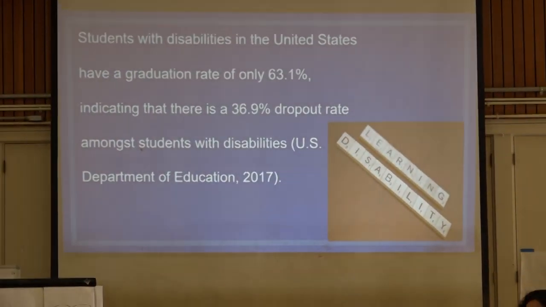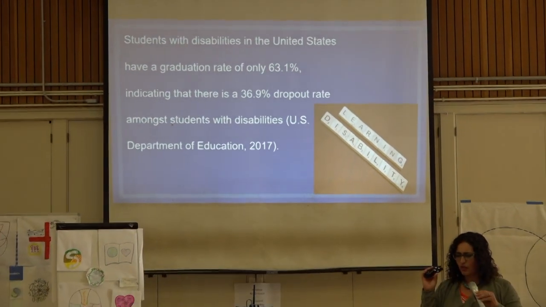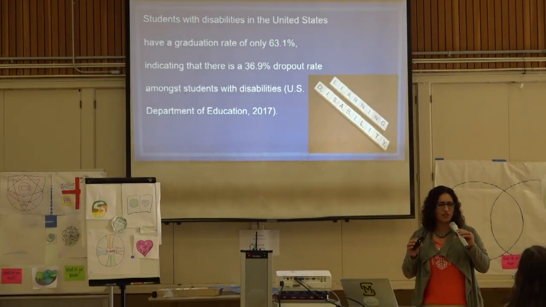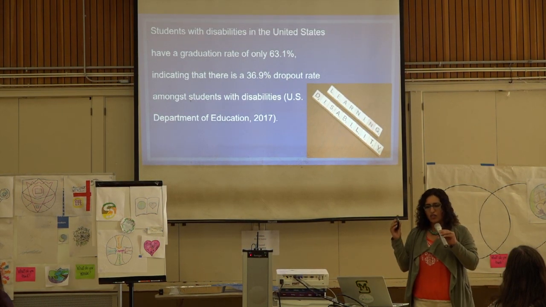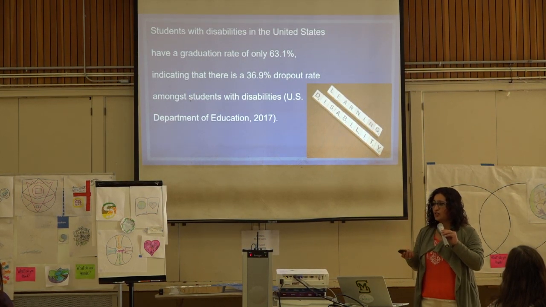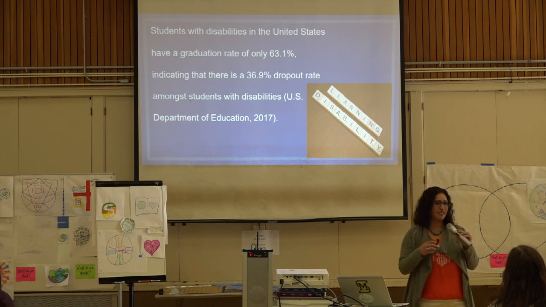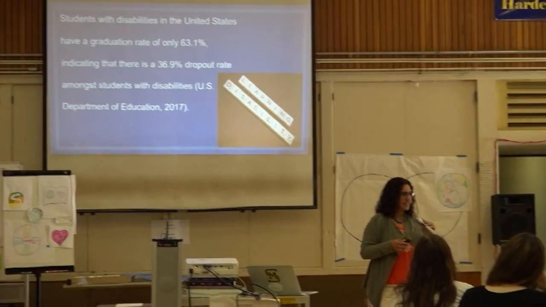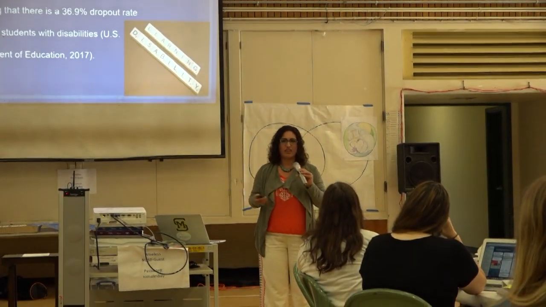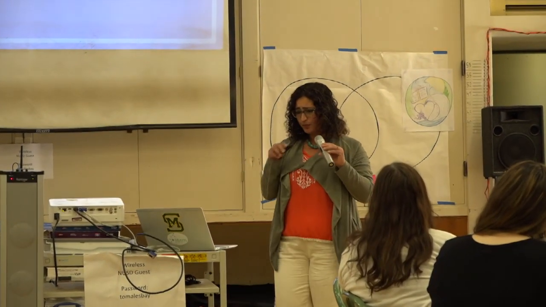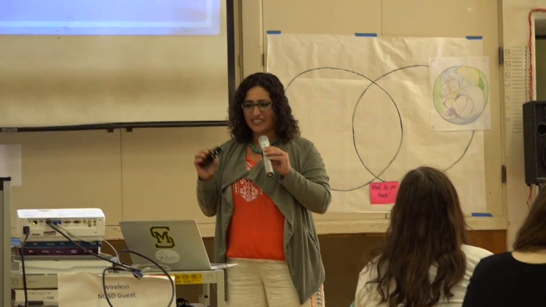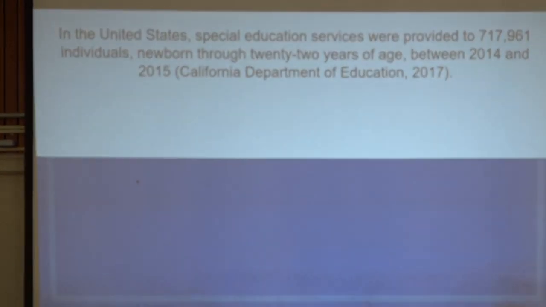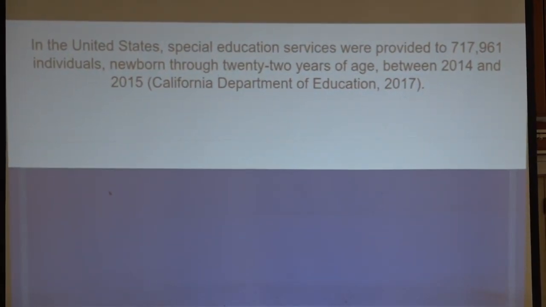When I think about my students with disabilities, the graduation rate in the United States is 63%, 63.1%, which means that almost 37% of our students with disabilities are not actually graduating high school. That statistic scares me. Are we giving up on them? Are they giving up? What's happening in our school system? We're talking about almost 7 million individuals in the United States that are in special education.